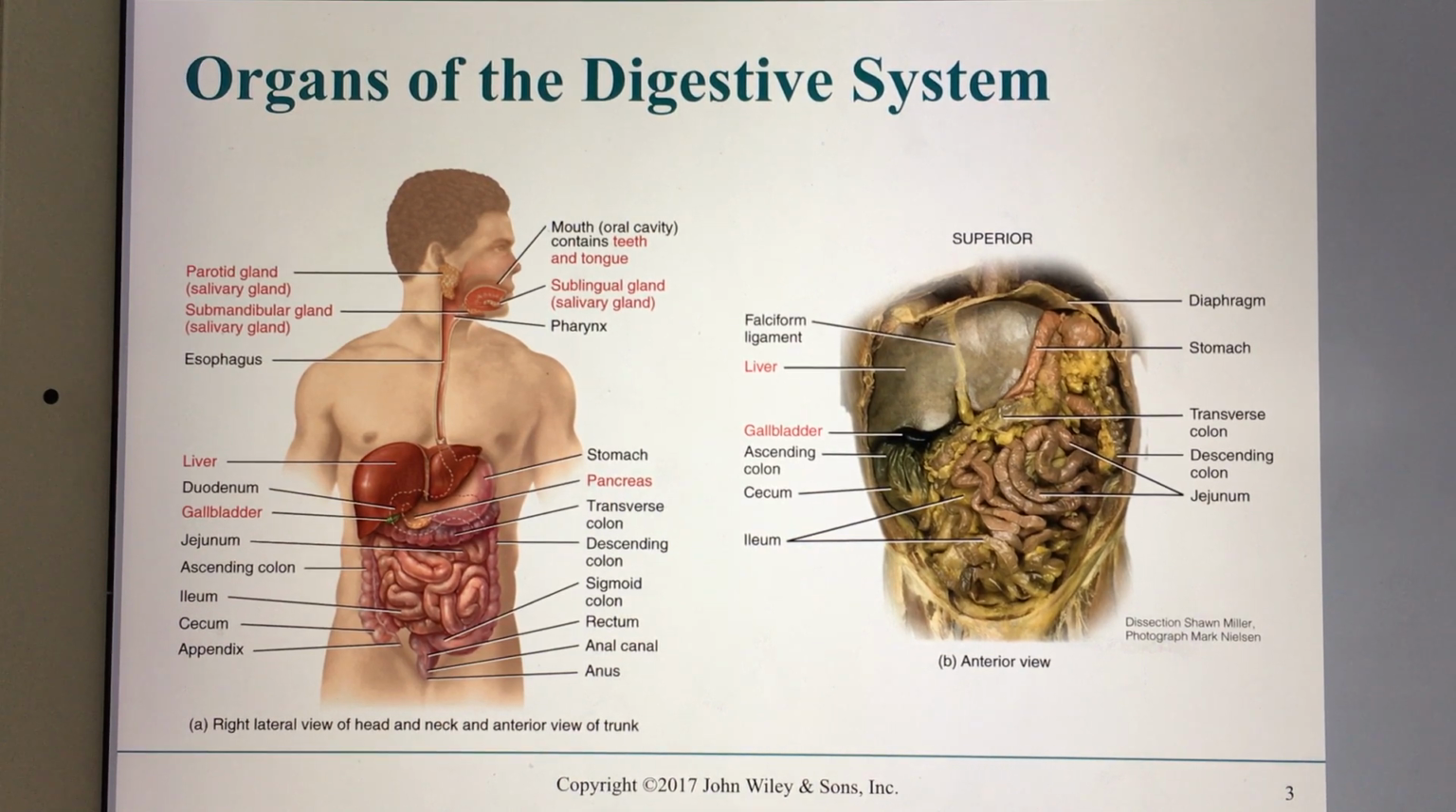The functions of the digestive system are, of course, digestion, that's the breakdown of the complex molecules into the smaller ones. In addition, the digestive system also absorbs water, nutrients, vitamins, and minerals, and it eliminates waste from the body.